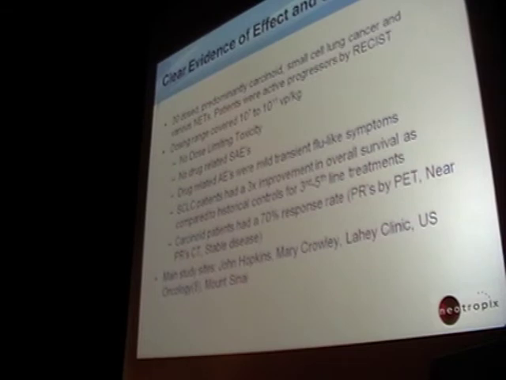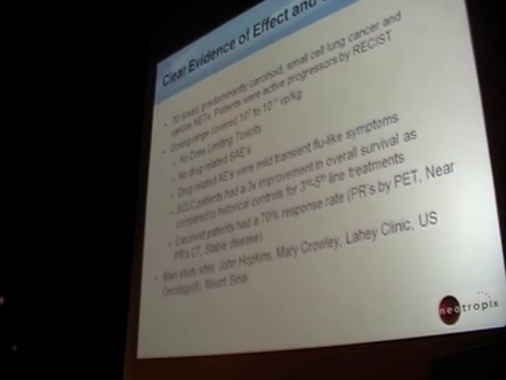So 30 patients were dosed, predominantly with carcinoid, small cell lung cancer, and various neuroendocrine tumors. Every single patient in the trial was actively progressing by RECIST criteria. And what we saw was no dose-limiting toxicity, no drug-related serious adverse events, and any drug-related AEs were simply mild, transient flu-like symptoms.